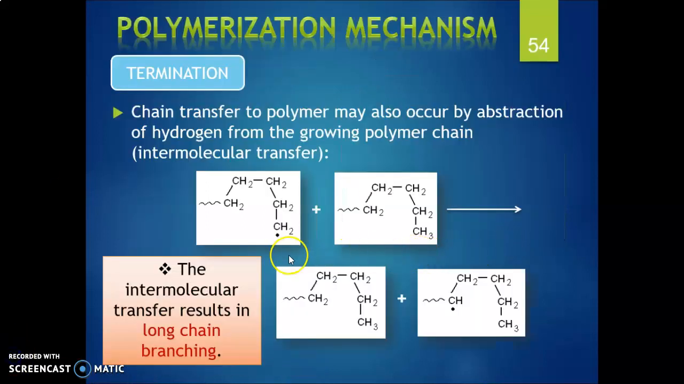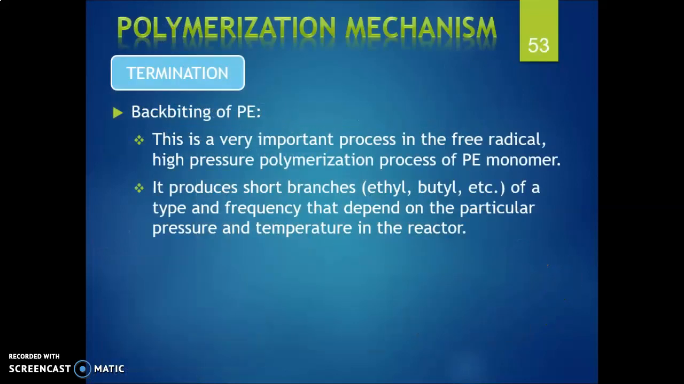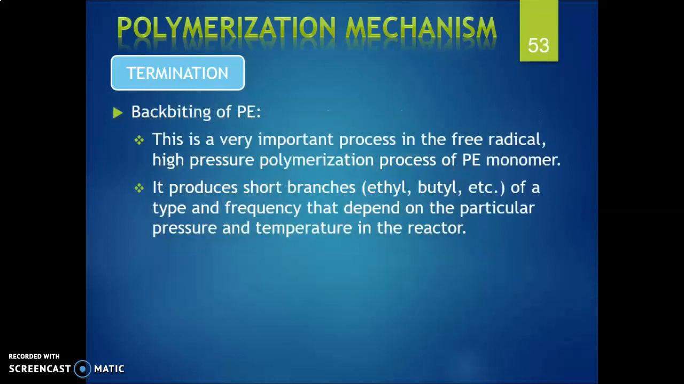This is the example of backbiting polymer. Intermolecular transfer results in long chain branching. Okay, dia akan produce active site yang takkan stop untuk produce polymer. Backbiting of PE, this is a very important process in the industrial high pressure polymerization process.